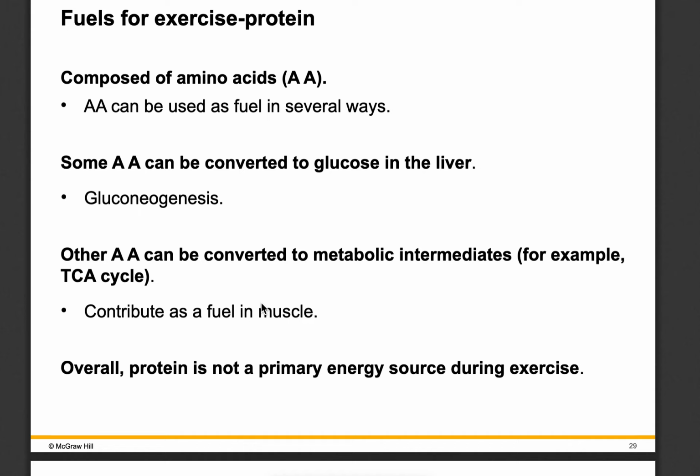They're not our favorite way to use energy for exercise. It can be done if needed. And there's something called gluconeogenesis that goes through that process of making our amino acids into something like glucose that we can utilize. It doesn't happen a ton, but it is something we'll touch on as well.